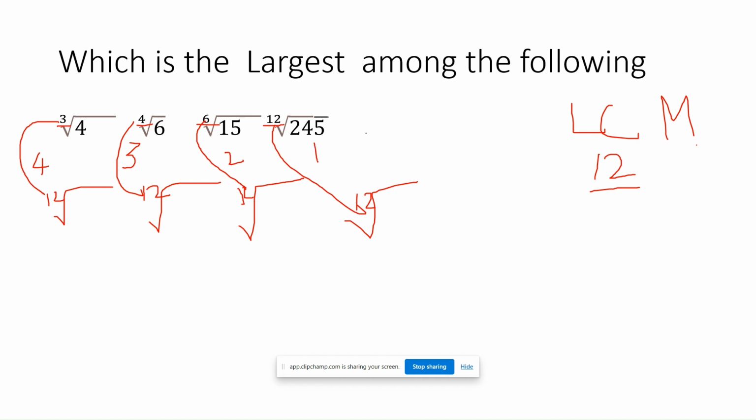12 ones is 12. So this one you write down as 4 to the power of 4. Next, this 6, write down 6 to the power of this 3. Then 15, 15 to the power of this 2. Now 245, 245 to the power of 1.